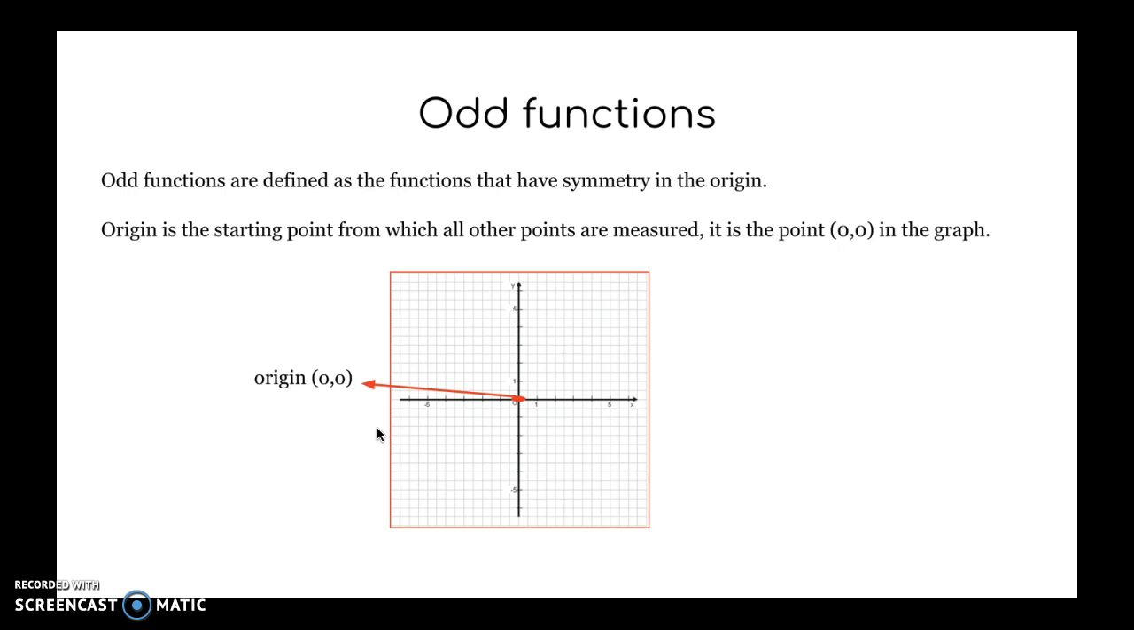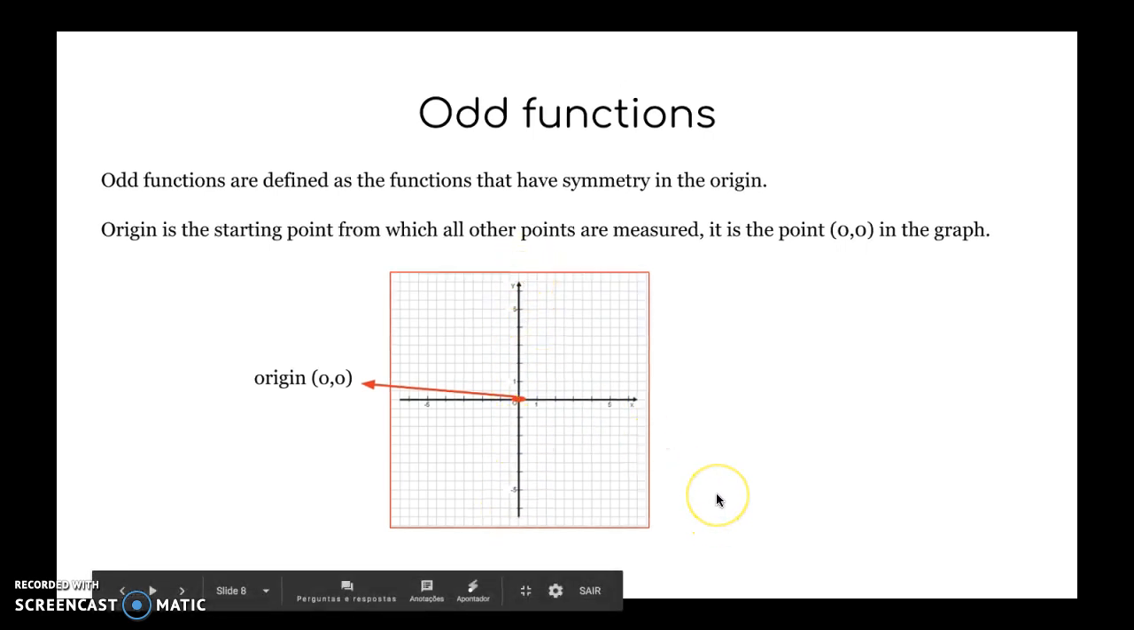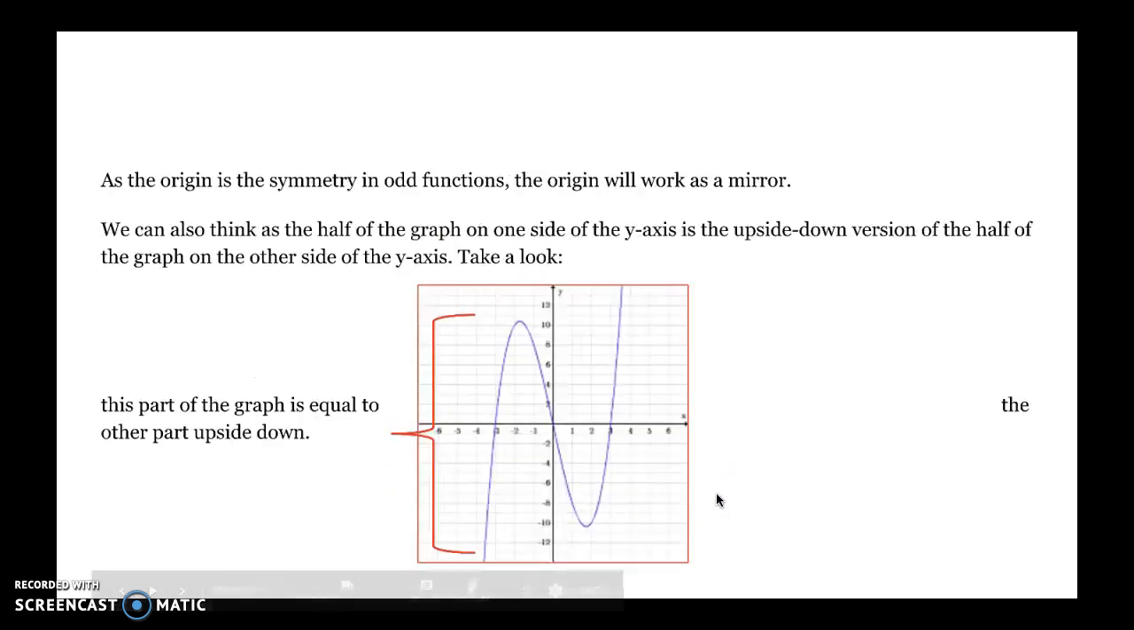It is the point (0, 0) in the graph. This point over here is what we call the origin, and it is this point that is going to be our symmetry now in odd functions. The y-axis will not be our symmetry anymore, only in even functions. As the origin is the symmetry in odd functions, the origin will work as a mirror.